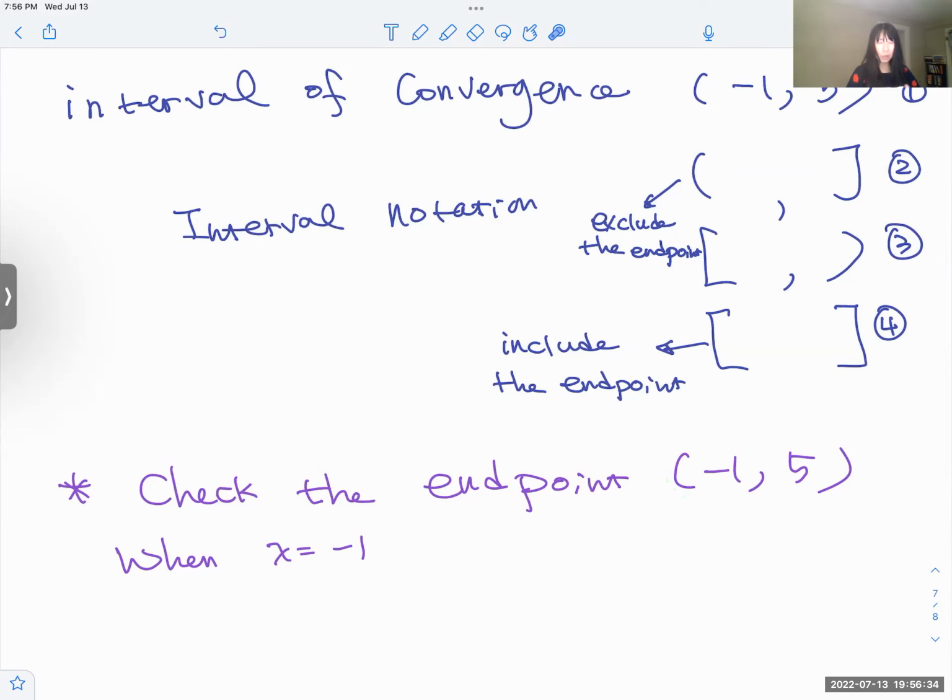We are using a bunch of other tests for series to find out whether it converges or diverges, okay? And if it converges, yes, we can make a bracket. If it diverges, then yes, we just keep the parenthesis, all right? Okay, let's do this one.